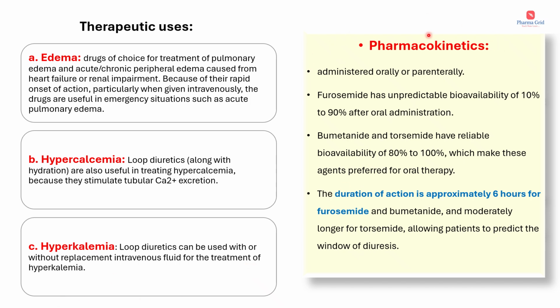Moving on to the pharmacokinetics, loop diuretics can be administered orally or parenterally. Furosemide has unpredictable bioavailability of 10% to 90% after oral administration. Bumetanide and torsemide have reliable bioavailability of 80% to 100%, which makes these agents preferred for oral therapy. The duration of action is approximately 6 hours for furosemide and bumetanide and moderately longer for torsemide, allowing patients to predict the window of diuresis.